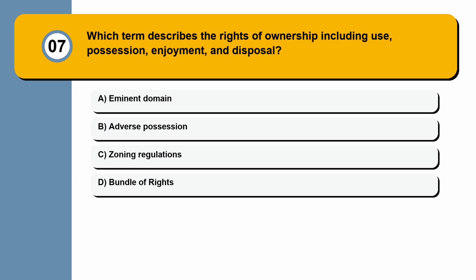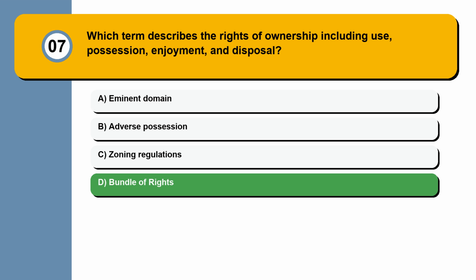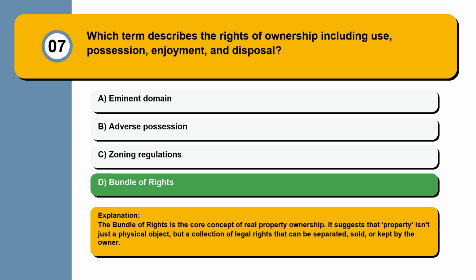Question 7. Which term describes the rights of ownership including use, possession, enjoyment, and disposal? Eminent domain, adverse possession, zoning regulations, bundle of rights. The bundle of rights is the core concept of real property ownership. It suggests that property isn't just a physical object, but a collection of legal rights that can be separated, sold, or kept by the owner.